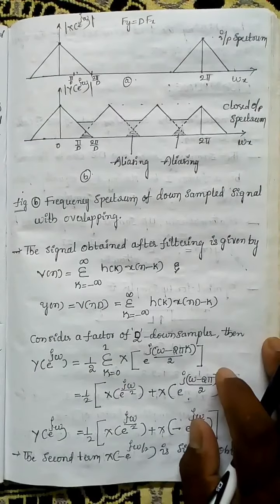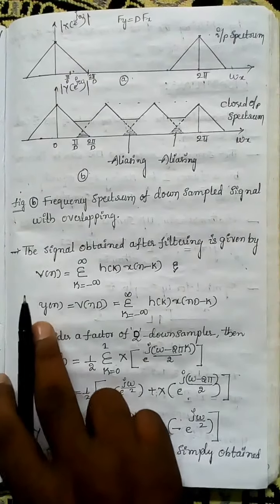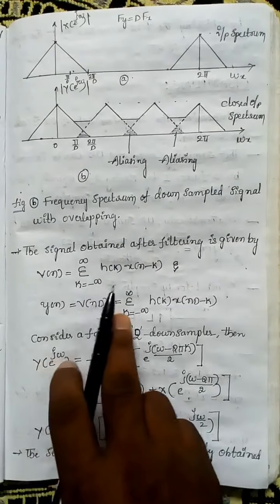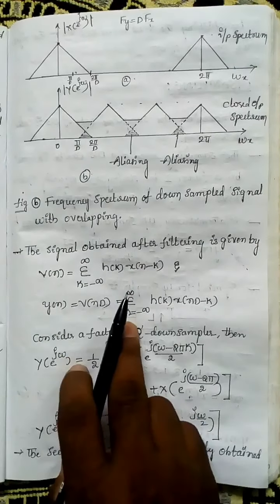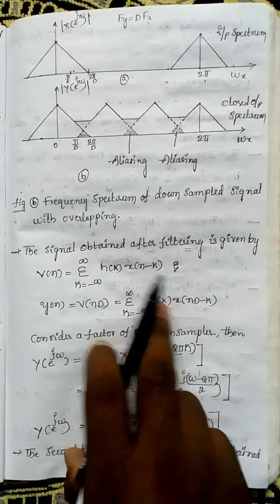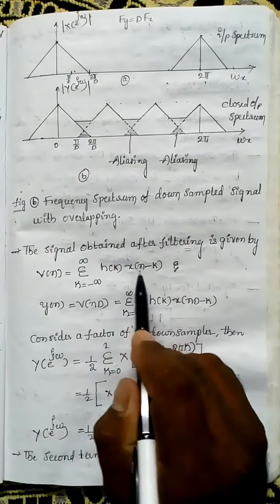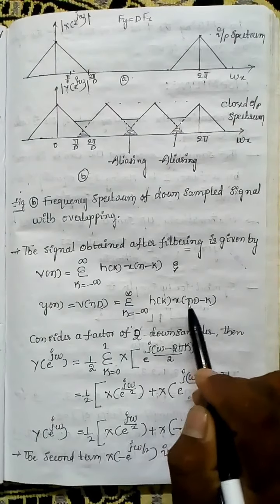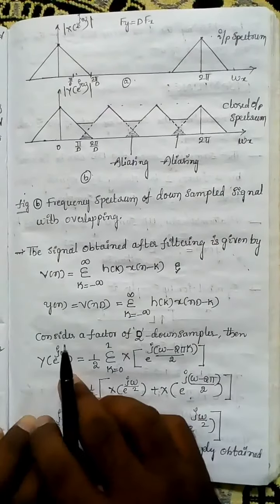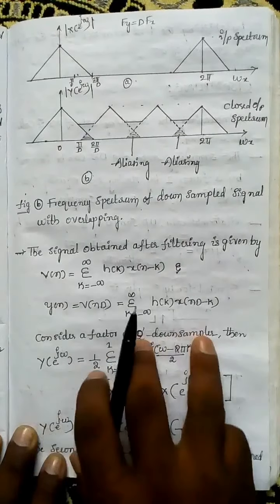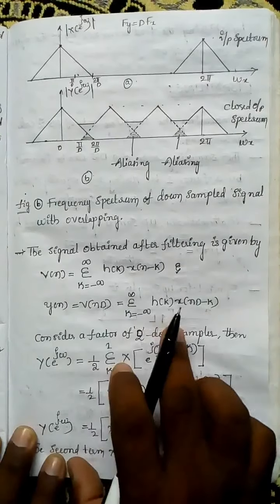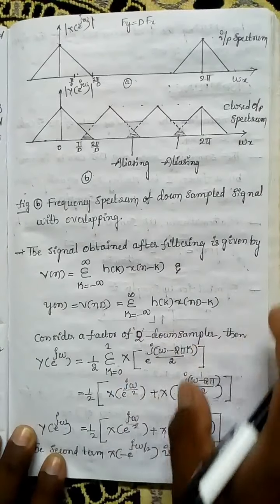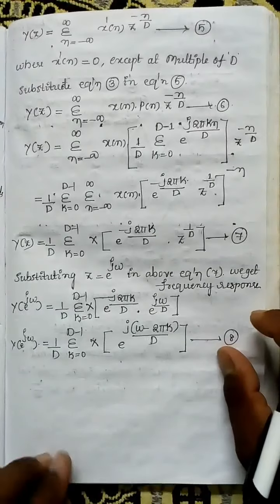Clear? Next, the output sample, that means the downsampled signal y of n, is equal to v of n into d. This is the decimation. That is equal to summation k equal to minus infinity to infinity h of k x of nd minus k. Wherever n is there in the above equation, you simply substitute nd in place of n. For example, consider a factor of 2 downsampler, so in place of d you simply substitute 2.